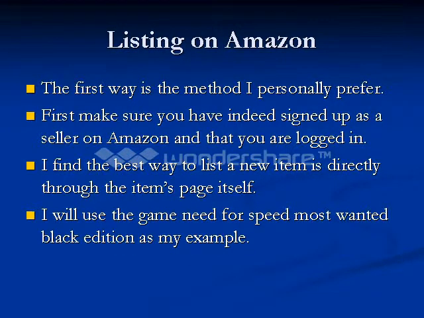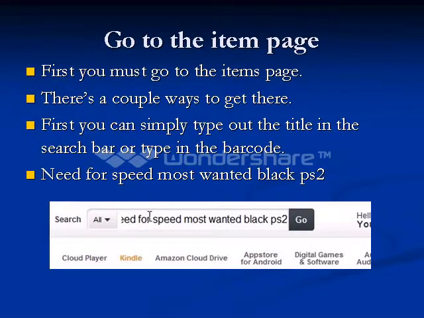The first thing you want to do is make sure you are signed up as a seller on Amazon, because there is a difference between being a seller and just an Amazon user. The best way is to go directly to the item's product page. We're going to use the game Need for Speed Most Wanted Black Edition for PS2 as an example here. Okay, the method I use is we go to the item's page.